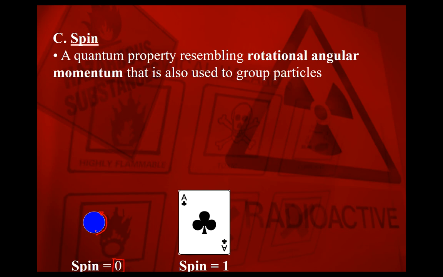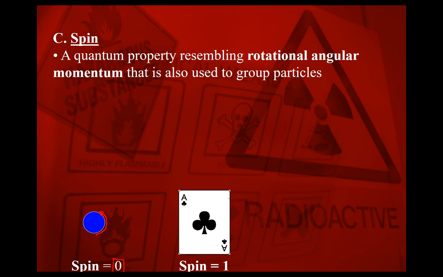from a deck of cards. Now for this one, what angle would you need to rotate this card by so you can get back to this exact same orientation?